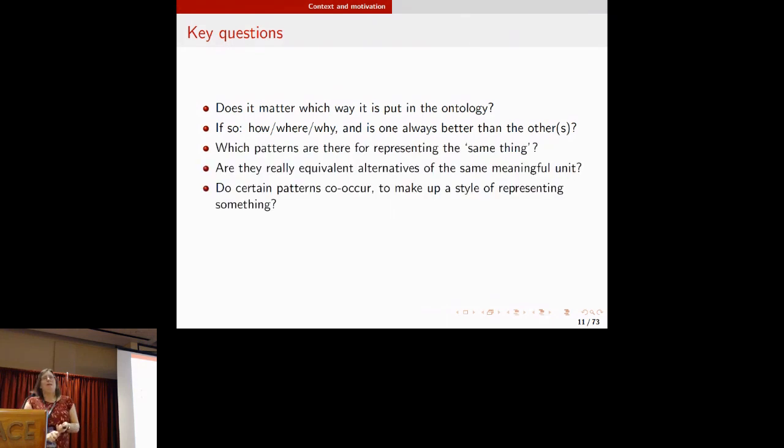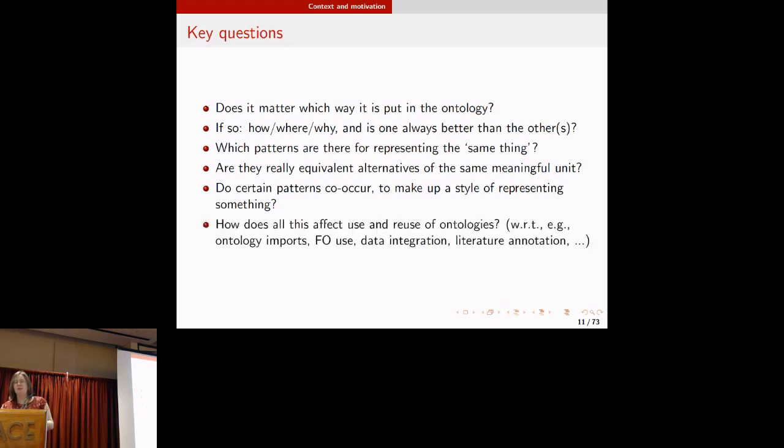Also the question, which patterns are there actually? Because if you know which patterns there are, you would be able to choose more easily, instead of trying to figure that out and bumping into it yourself. And those patterns, are they really equivalent or not after all, on second investigation? And do certain patterns perhaps co-occur? If that is the case, then maybe they make up a style of representing something. You get a different kind of ontology. You can categorize your ontology for that.